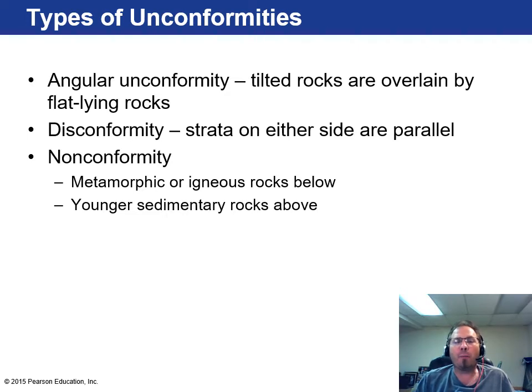A disconformity is strata that are on each side of each other, but they're still parallel. And again, I'll show you pictures of all of this. And then you have what's called a nonconformity, which is metamorphic or igneous rocks below, and you have the younger sedimentary rocks above.